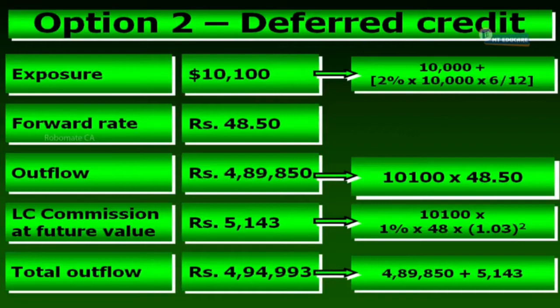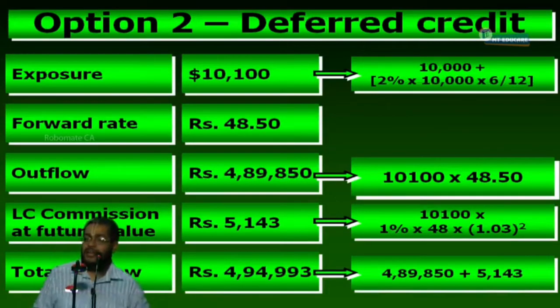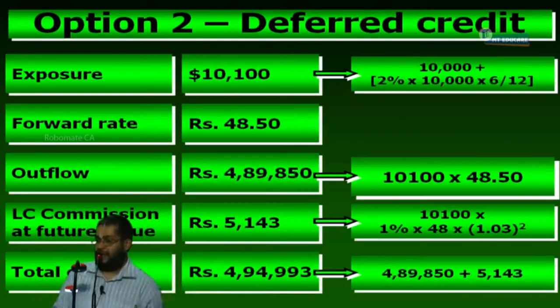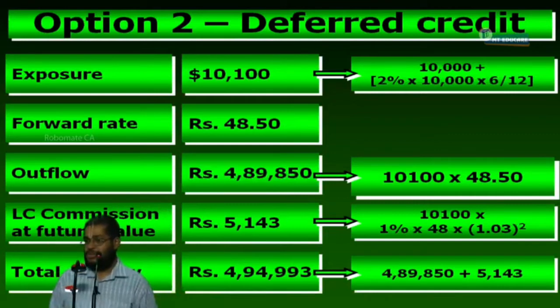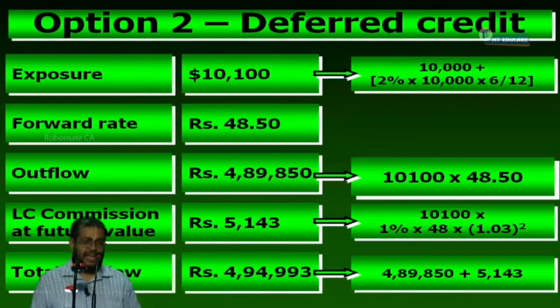Not to get confused, as I said in the beginning, in the practice problem segment I have solved the problem as the suggested answer has solved it, because the answer should not differ. But there the LC commission is charged not on the future value but on the spot payment value itself. I think you are finding the difference. So you can give a note in the examination regarding how you treat the LC commission.